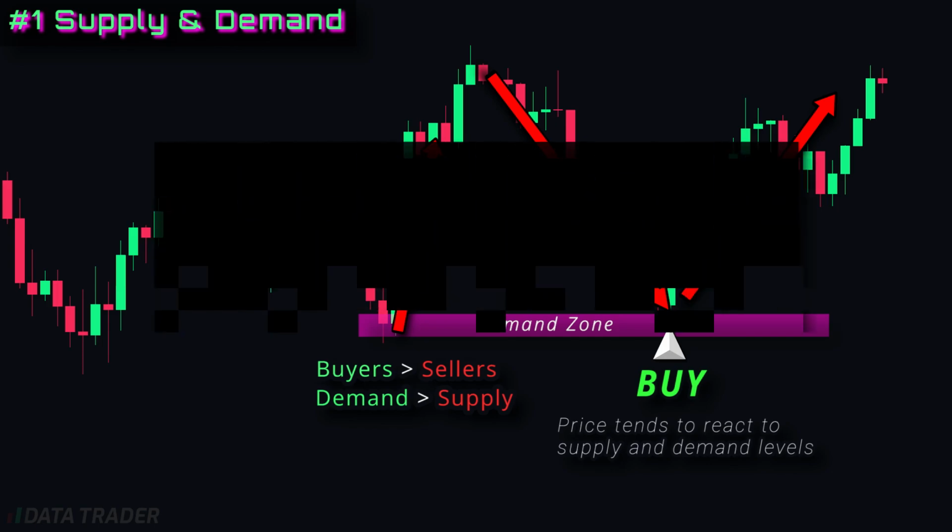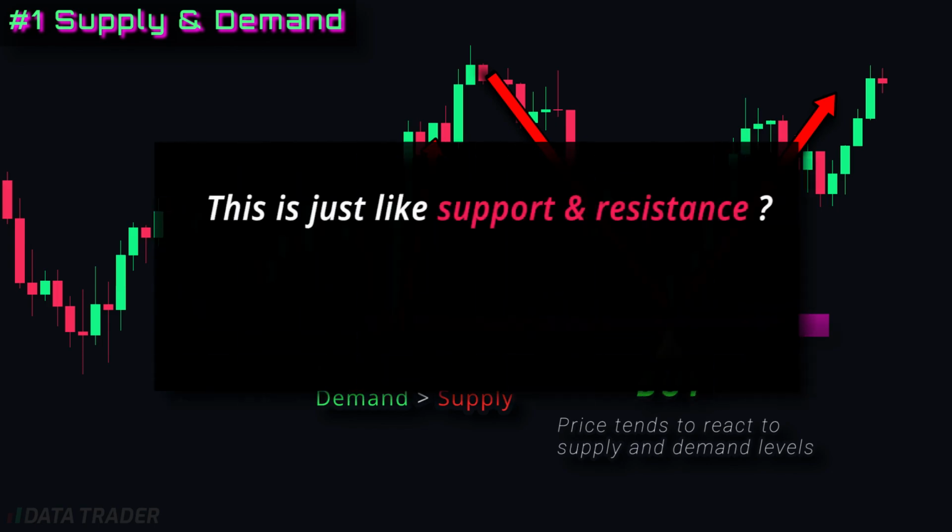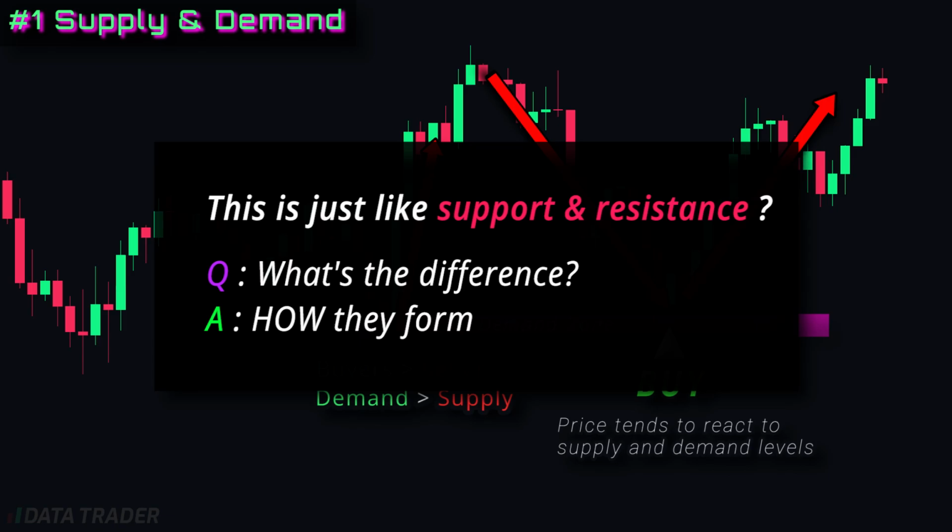Now, I'm sure some of you would notice, this works a lot like support and resistance levels. And you are correct, they are similar. And so the question is, what's the difference between support and resistance and supply and demand? This is a question that people still often get confused. So the answer to that is how they form.